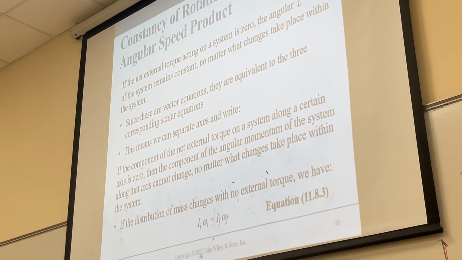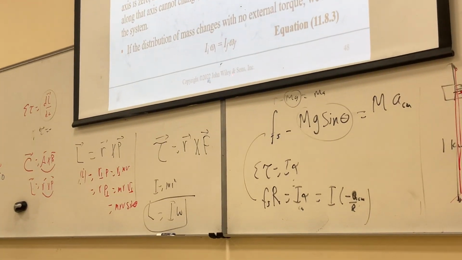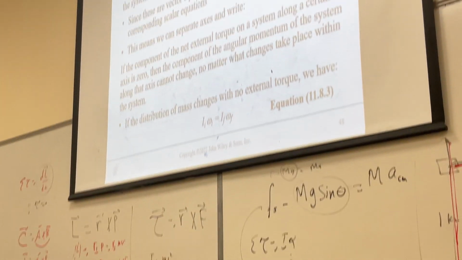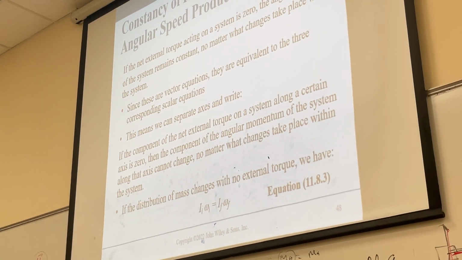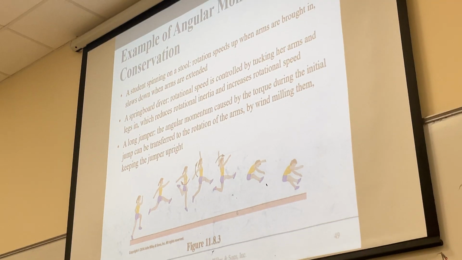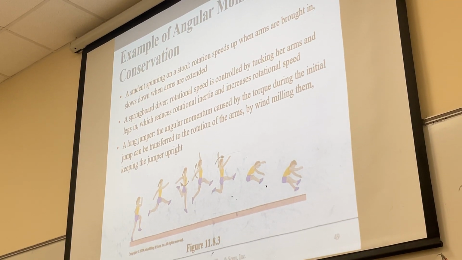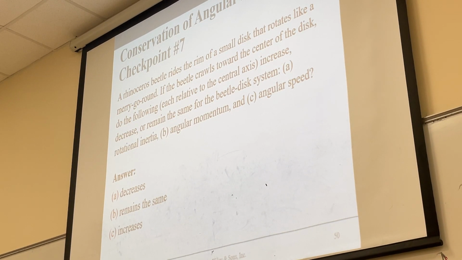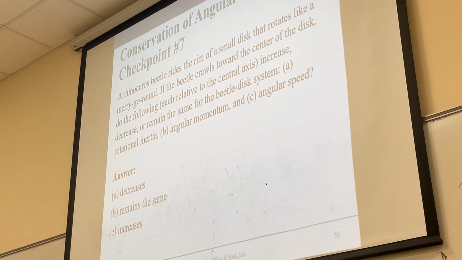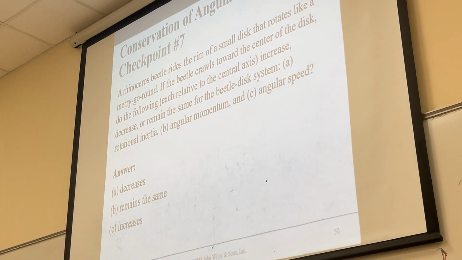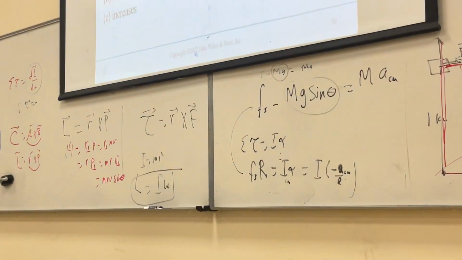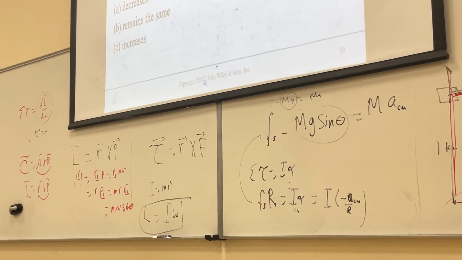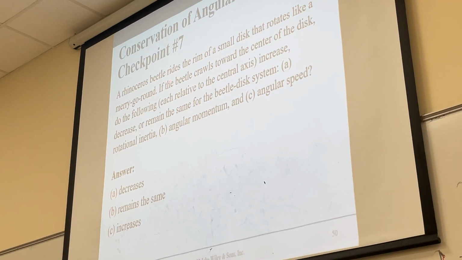What's L? L is I omega, so I initial omega initial equals I final omega final. It's conserved if and only if external torques are zero. Okay? So you can talk about this example, when you jump from a platform to dive. You start straight and then you tuck your legs, and you start rotating with a different angular speed. We'll talk about that.